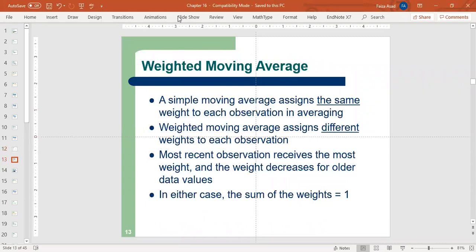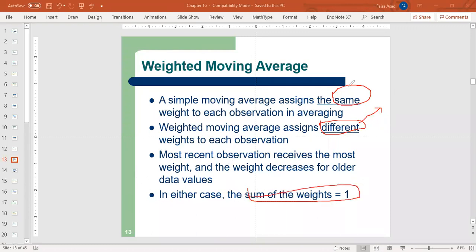So next is the weighted moving average. A simple moving average assigns the same weights to each observation in averaging. On the other hand, weighted moving average is assigning different weights to each observation. Most recent observation will get more weight, and the weight decreases for the older data values. In either case, the sum of weights is equal to 1.